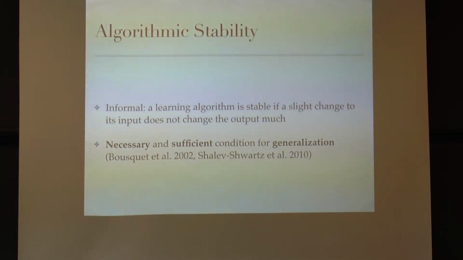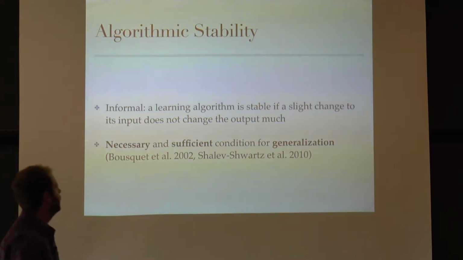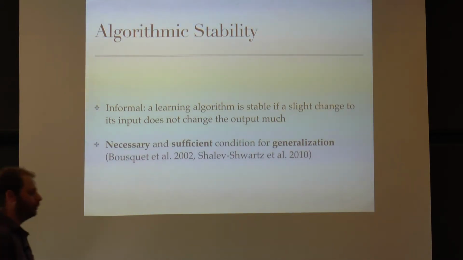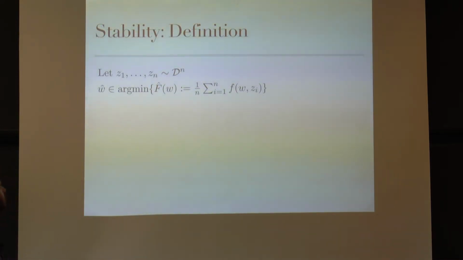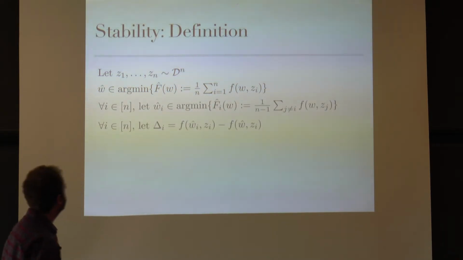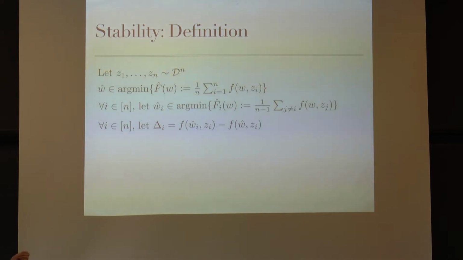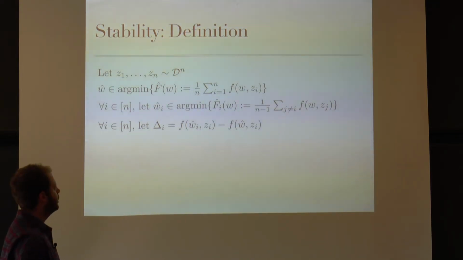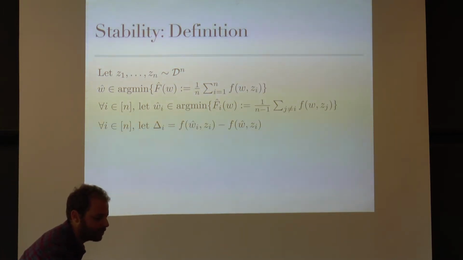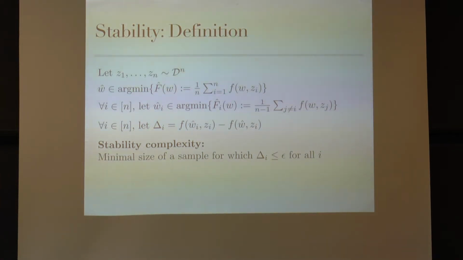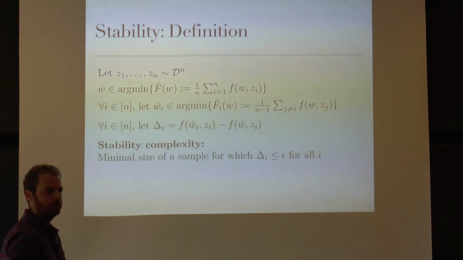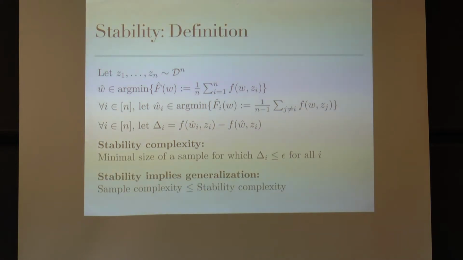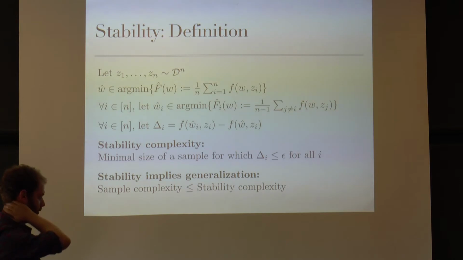So algorithmic stability is a property of the learning algorithm. We say that a learning algorithm is stable if a slight change to the input doesn't change the output much. And it is known that this is a necessary and sufficient condition for generalization. The definition is: we are given a sample, and recall that W-hat is the minimizer of the empirical risk. For every i, we consider removing the example z_i, and we let W-hat_i be the corresponding minimizer. And then we define delta_i to be the difference in the loss between W-hat_i and W-hat with respect to z_i. And stability complexity is the minimal size of a sample for which we ensure that delta_i is smaller than epsilon for every i. And it is known that stability implies generalization in the sense that the sample complexity is bounded above by the stability complexity.